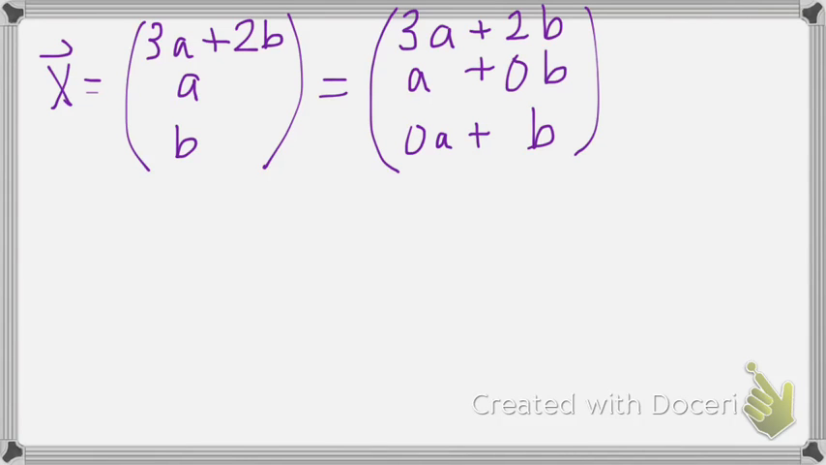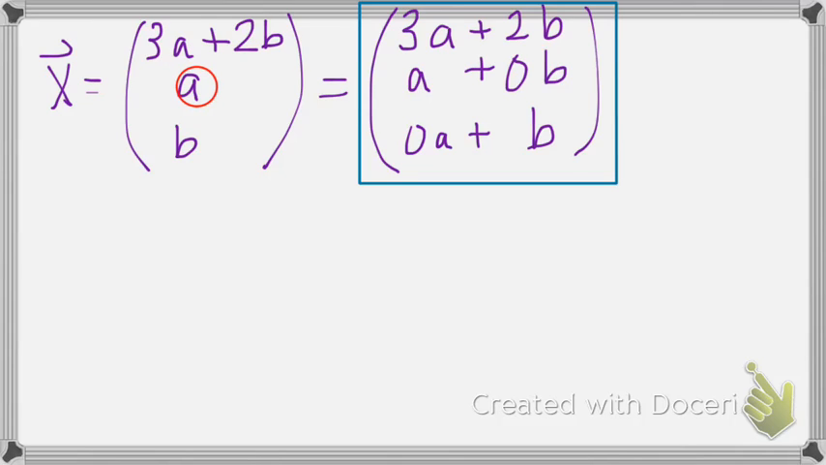Now let's look at this solution again. We actually want to write it in parametric vector form. It might be easier for us to look at the vector in this way: 3a plus 2b, and then a plus 0b, which is the a that is here, and then 0a plus b, which represents this b here.